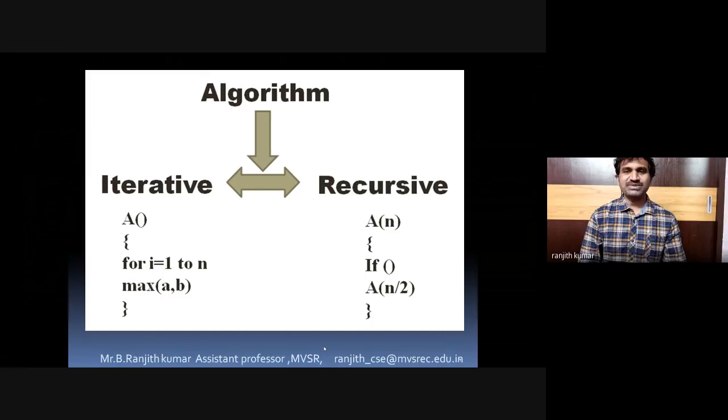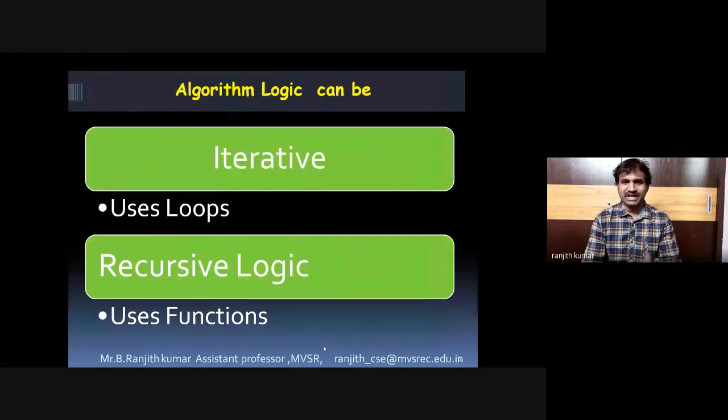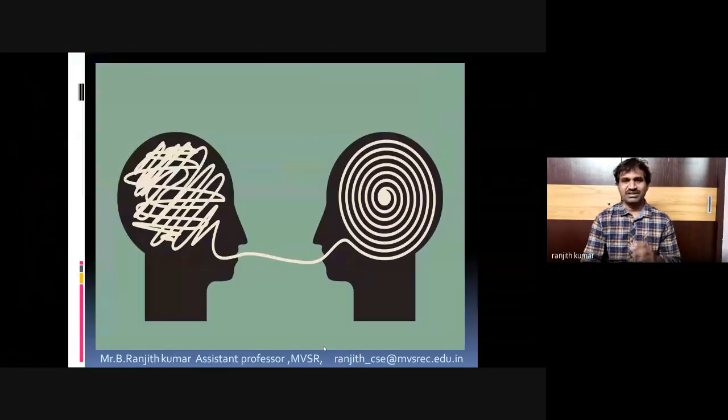Using iterative means what? We use loops. Using recursion means what? We use function calls to transfer the control. So in iterative approach, loops, and in recursive logic, we use functions. So recursion can be explained in a simple diagram. Recursion is minimizing the problem to the easiest level.